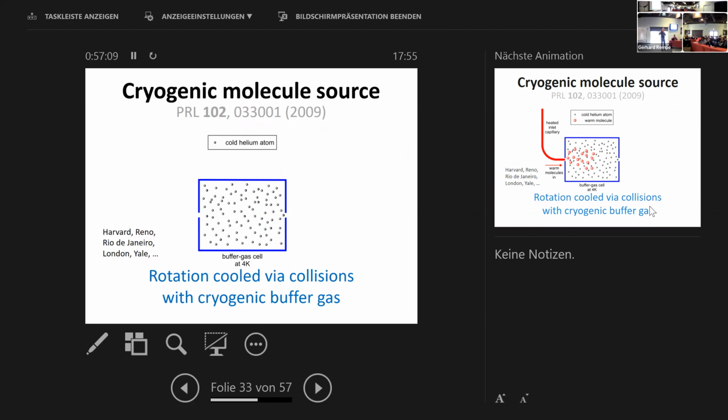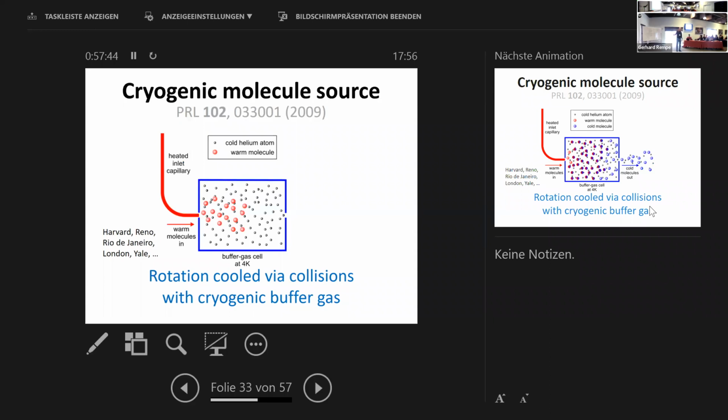So this is now a different cooling scheme, buffer gas cooling, invented, as far as I know, at least in this context. The idea is to bring molecules into a region where there is a cold buffer gas, let's say helium or neon. There are collisions at such a high density that the molecules which you bring in, let's say from this hole, collide with the helium and are cooled.